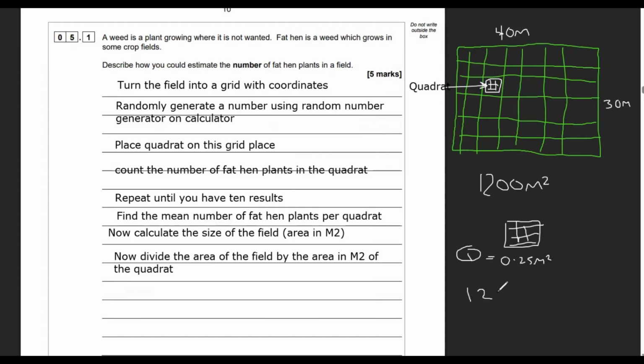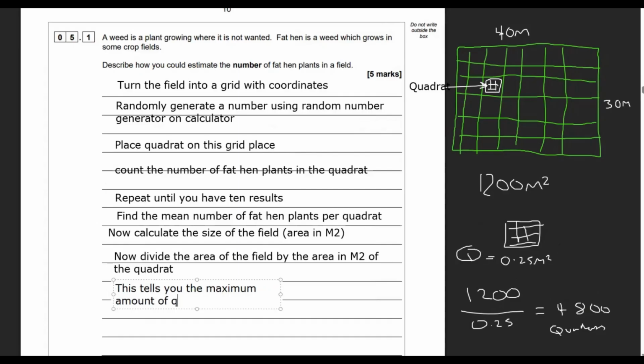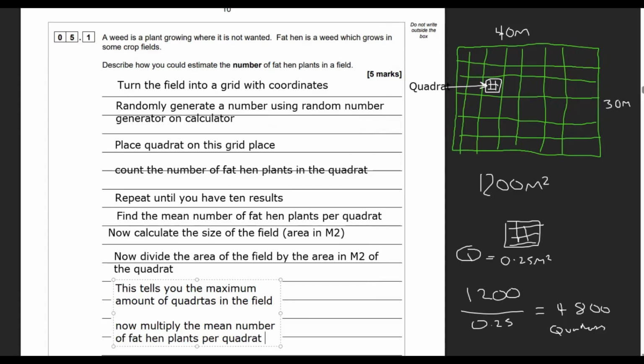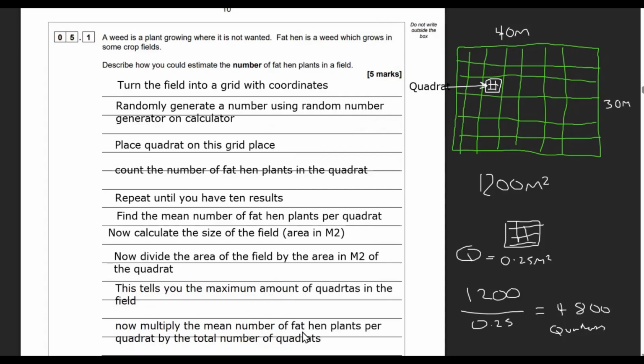Something like a 0.25 meter squared quadrat is more likely. So you're going to divide 1,200 by 0.25, and then you know you could fit 4,800 quadrats in your field in total. We know what the mean is, 7. So what's going to be the total number of plants? If there are on average 7 plants per quadrat and 4,800 quadrats, you're going to do 7 times 4,800, and you're going to get something like 33,000 fat hen plants in the field. So that's one way you could do it.